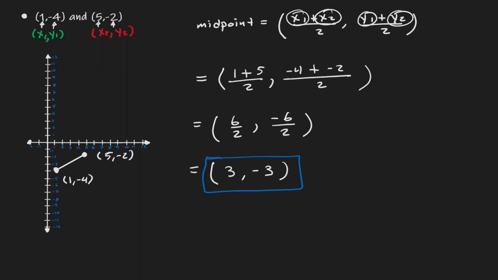Let's look at the location of this coordinate point. Notice that this coordinate point is in the middle between the points that we are given. Therefore, we can define (3, -3) as the midpoint.